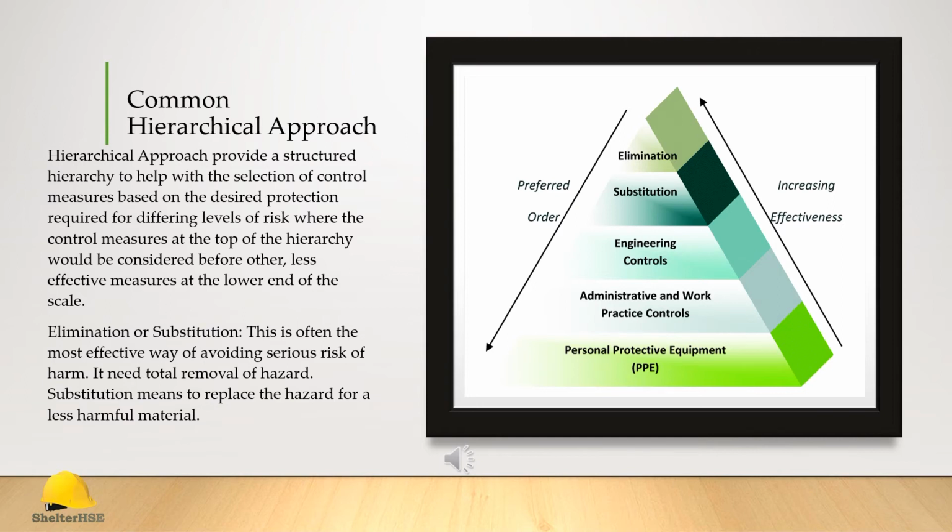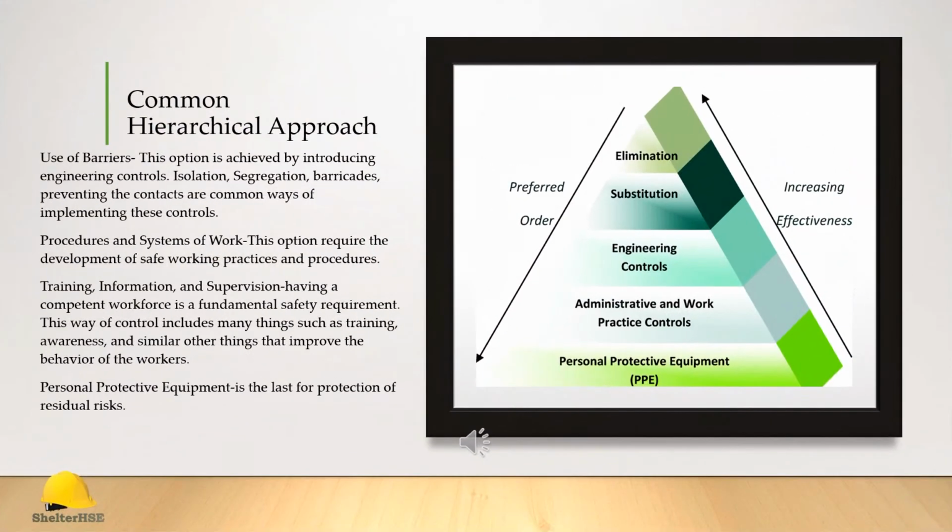Elimination or substitution. This is often the most effective way of avoiding the serious risk of harm. It needs a total removal of hazards. Substitution means to replace the hazard with a less harmful material. Use of barriers. This option is achieved by introducing engineering controls. Isolation, segregation, barricades, and preventing contact are common ways of implementing these controls.